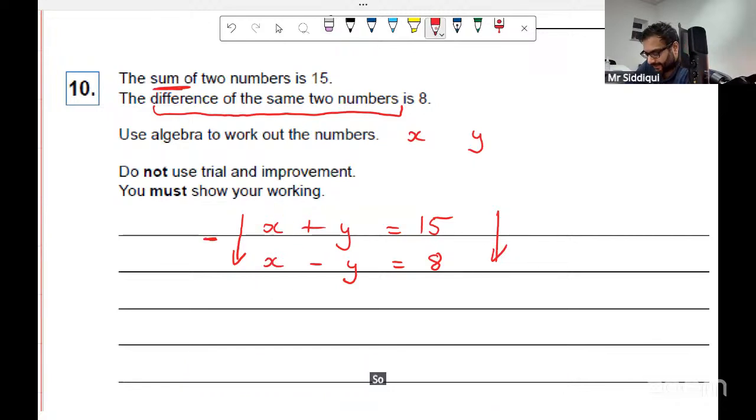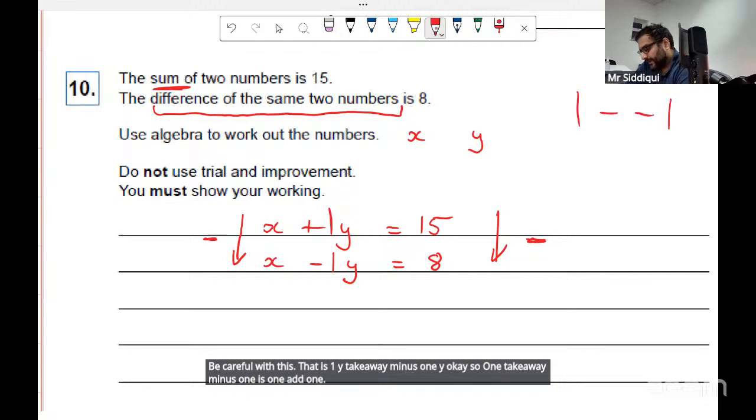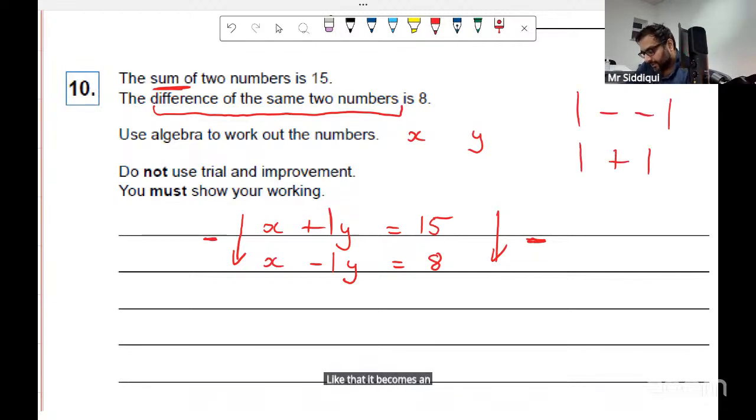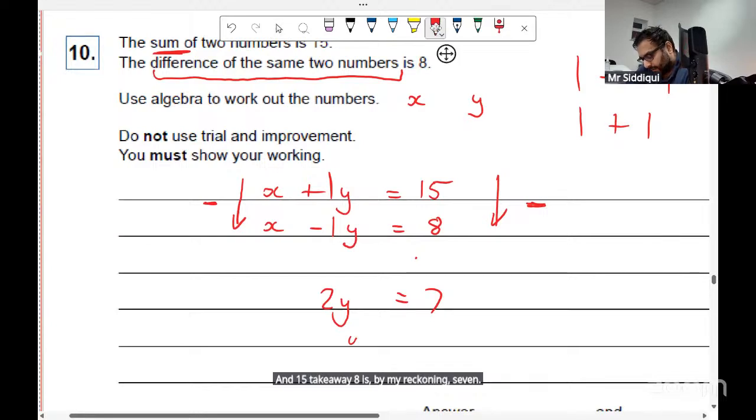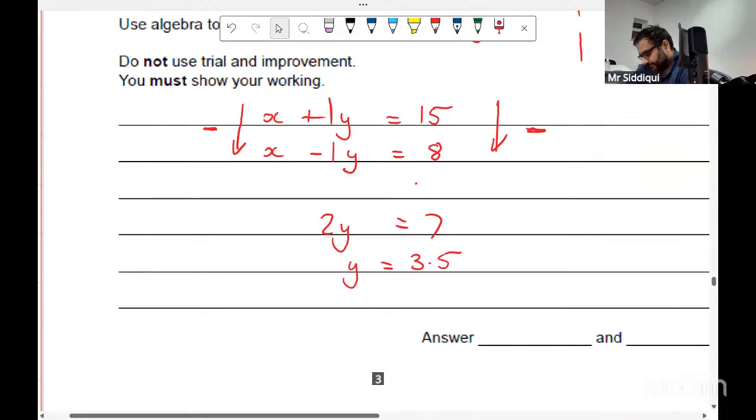So if I subtract, I would get x take away x, which is nothing. Be careful with this. That is 1y take away minus 1y. So 1 take away minus 1 is 1 add 1. It becomes an add, which makes 2y. And 15 take away 8 is, by my reckoning, 7, which means that y is 7 divided by 2, which I'll write as a decimal for now, just because it's easier to work out, 3.5.